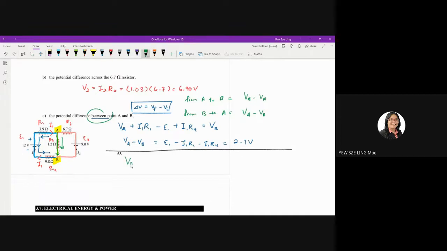So I start from VA minus IR3. And then it has come to the destination B, so it is equal to VB. Rearrange the equations. I have VA minus VB equals IR3, which is also equals to 2.1 volt.